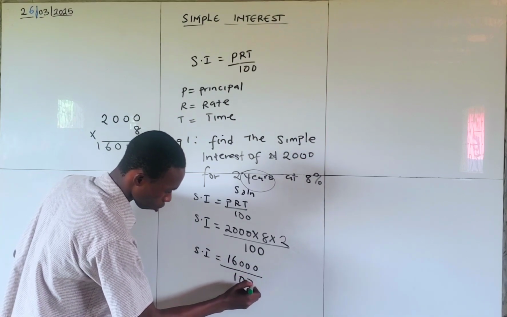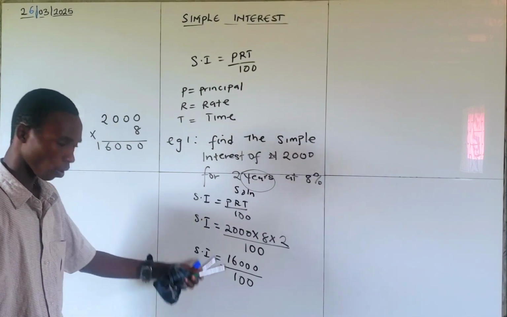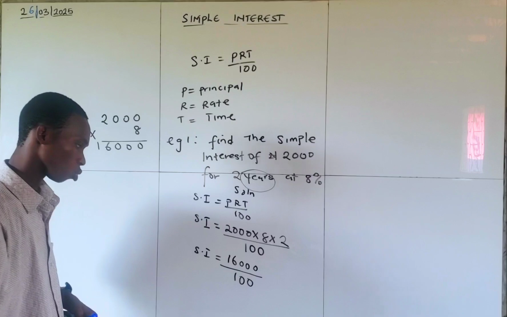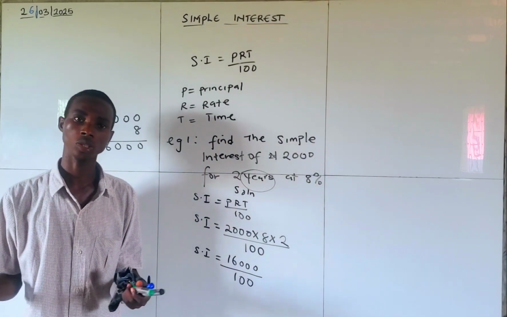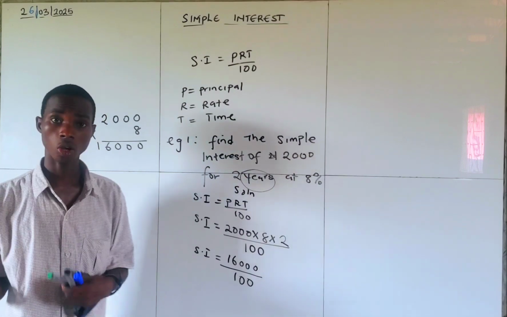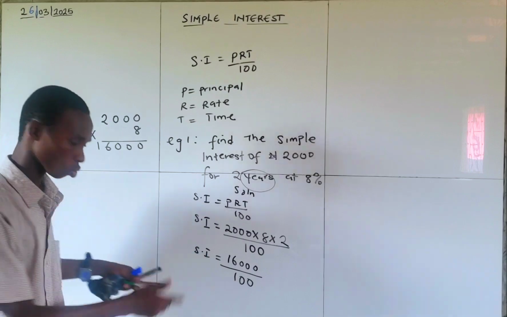divided by what? 100. That is 16,000 over 100. So I told you that if you want to divide this, you can use the long division method. I explained the long division method in my other video. If you want it to be easier for you, you can just as well cancel the zeros.